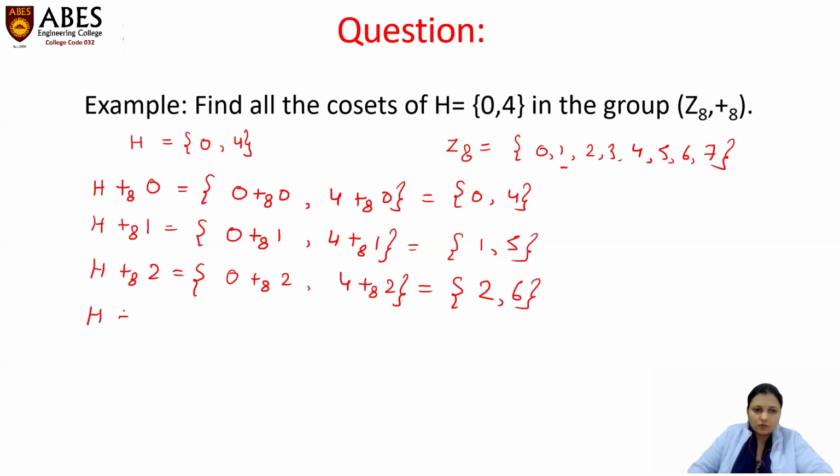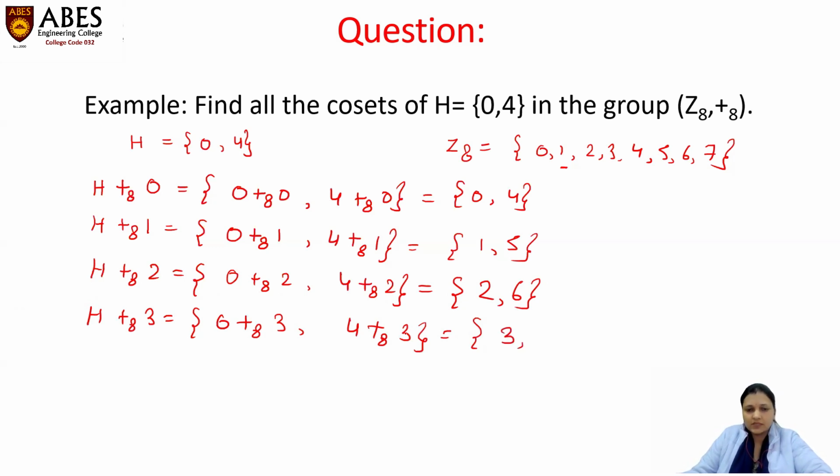Now H addition modulo 8, 3. So 0 addition modulo 8, 3, and 4 addition modulo 8, 3. So here I will get 3, and here 4 plus 3 is 7, so 7. Now it is H addition modulo 8, 4. 0 addition modulo 8, 4, and 4 addition modulo 8, 4. So I will get here 4 and here 0.